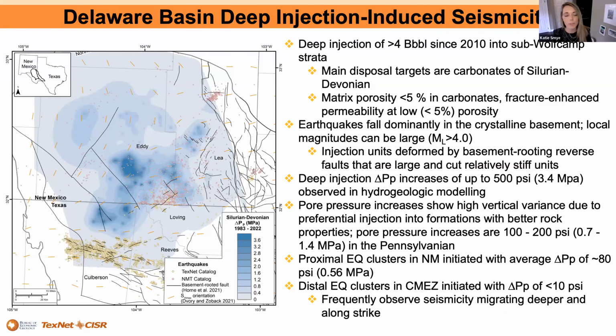Okay, so I'll stop there, but just to summarize, we've had deep injection of more than 4 billion barrels in the northern Delaware Basin into sub-Wolfcamp strata, carbonates that have inherently low matrix porosity but enhanced permeability, earthquakes in the basement, some of them large magnitude, pore pressure increases of up to 500 psi with high vertical variance due to vertical permeability differences. We have proximal triggering of earthquakes with average pore pressures of 80 or so psi, and distal triggering of earthquake sequences on faults that appear to be less stable than previously understood.